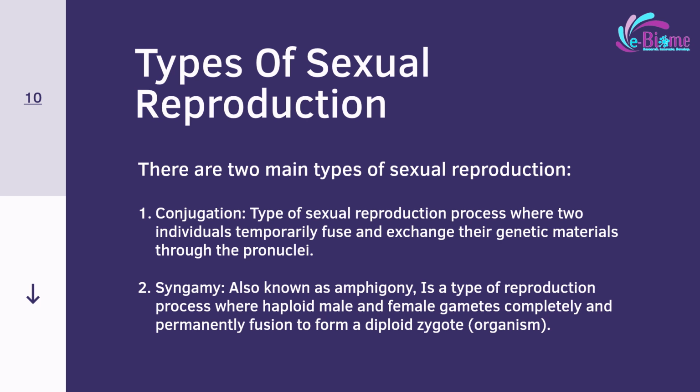Conjugation is a type of sexual reproduction process where two individuals of a species temporarily fuse together and exchange their genetic material through pronuclei. This is typically reserved for microscopic organisms, specifically single-cell organisms. The other type is known as syngamy, also known as amphigamy. It's a type of sexual reproduction where haploid female and male gametes are completely and permanently fused together to form a diploid zygote or offspring.